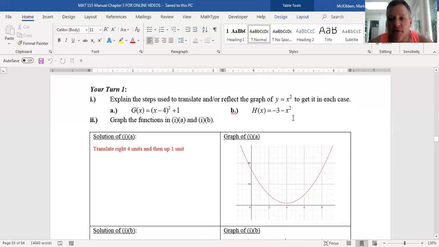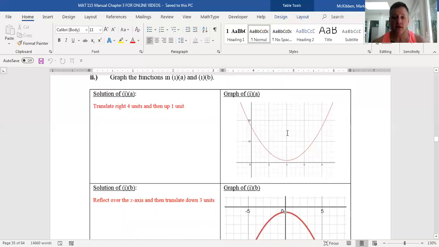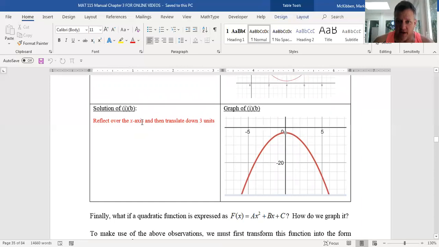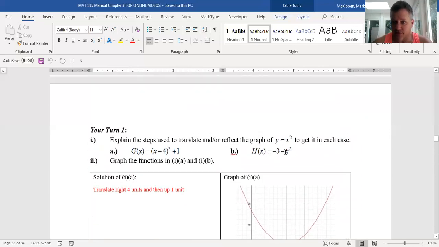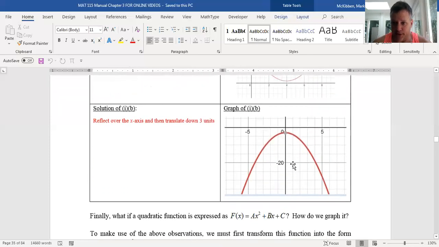Right. For this guy, the fact that I put the -3 first is irrelevant. Don't get stuck on that. I can put the -3 at the end if you want. So this is equivalent to writing -x² - 3. Right? And so the first thing you're going to do is reflect over the x-axis, because I have that negative in front of the x². And then since I'm subtracting 3, I'm going to move it down 3. So this vertex is at (0, -3). And then the range goes from -3 down to -infinity.